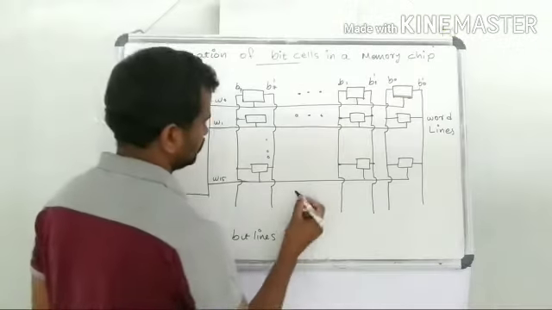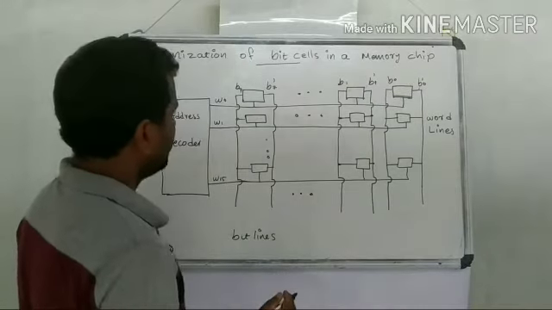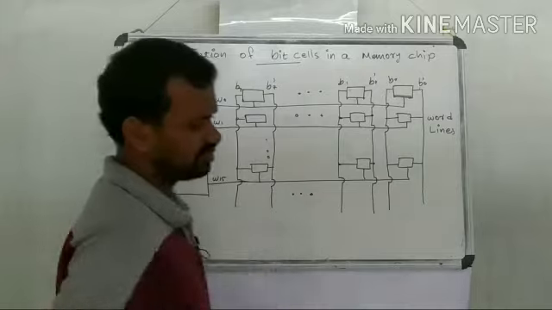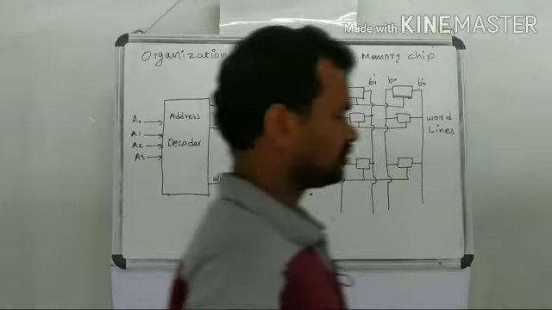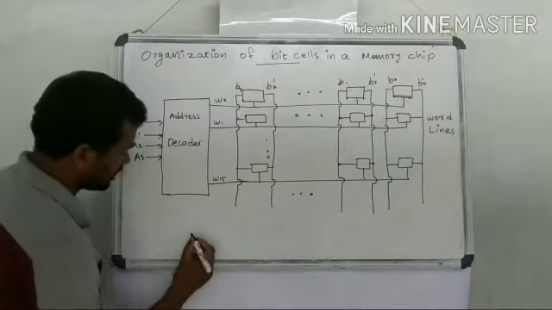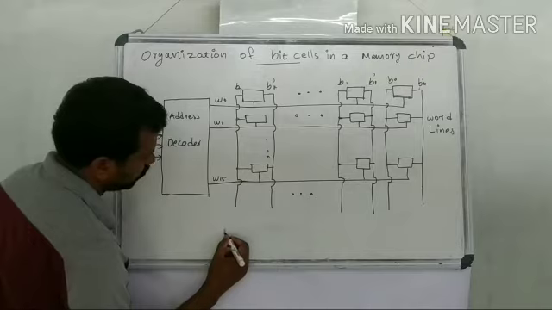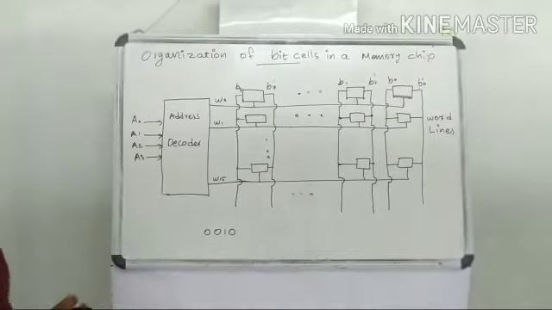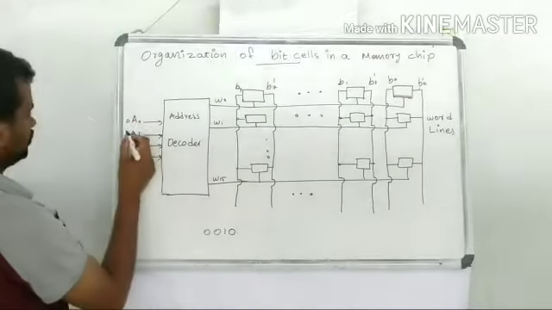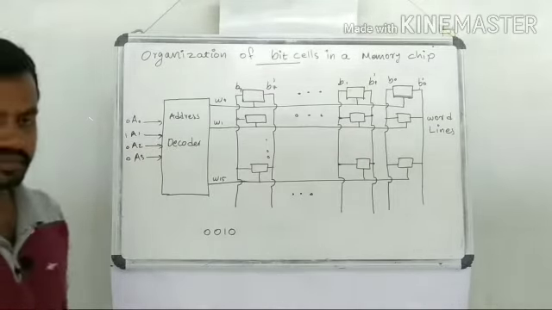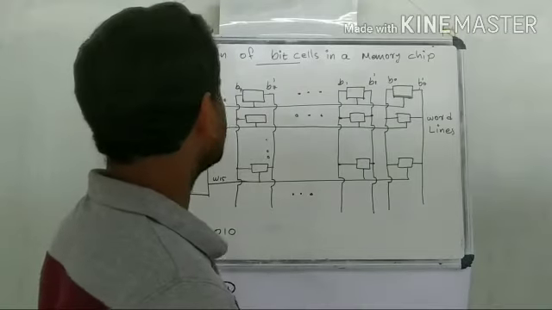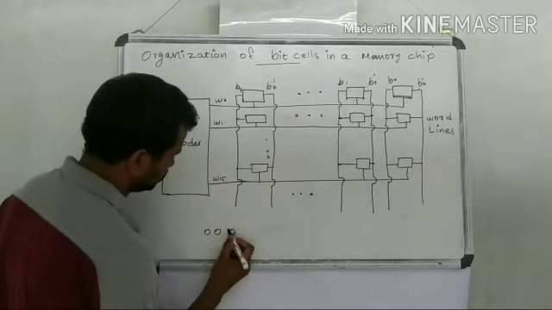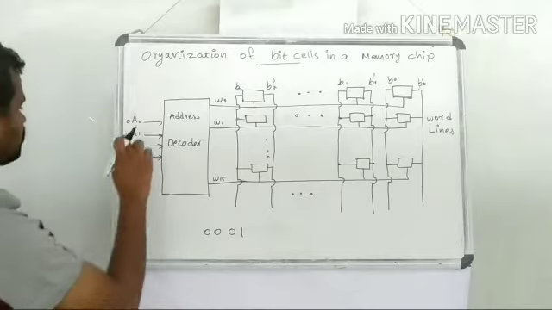Then another component present is the decoder. How will the data present within the memory be accessed? For example, if we are giving an address through the address line, say 0 1 0 0 is supplied. Then the address decoder will decode this address. We are assuming that we are issuing 0 0 1.